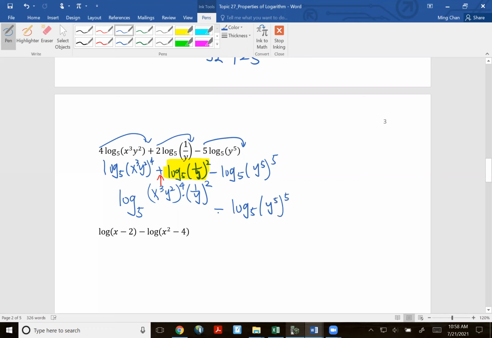Now you got two terms. You have three; if you condense the first two, it looks like this. I didn't mean to put them so high. Now this minus sign tells you that this will be divided by that. So that's log with the base 5 of all this over y to the fifth power. Okay, that is actually how we do it.